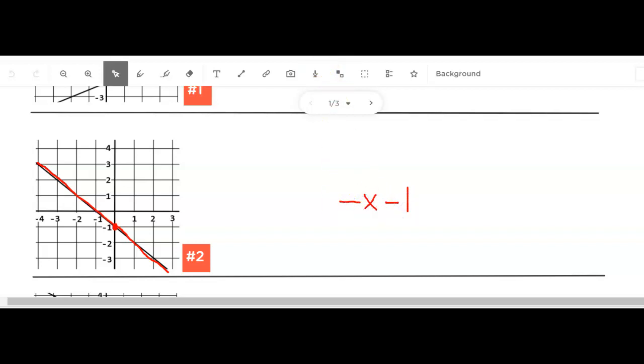So -1, put my x, put my fraction bar. Let's change colors for the rise over the run. Let's take a look here. Oh, wow. I was able to make that right triangle pretty quickly. So it looks like it rises up 1, and then it runs 1. The line is going down, therefore it's a negative. Okay. And then I put my y and my equal sign.